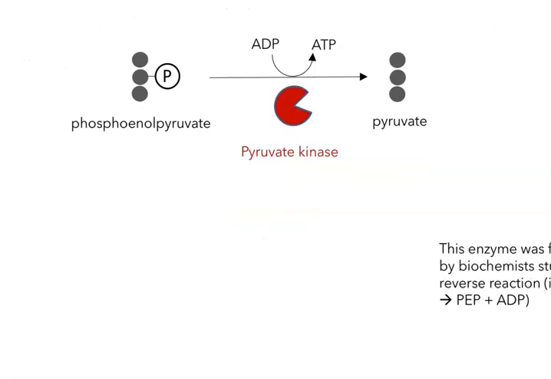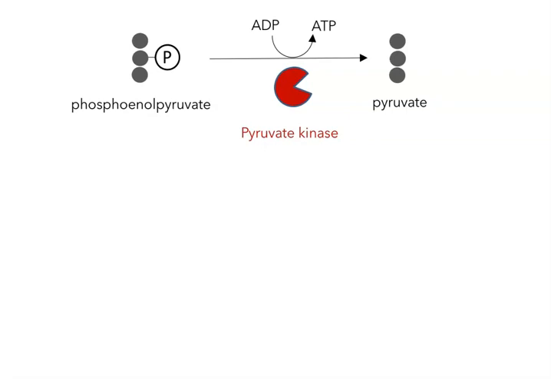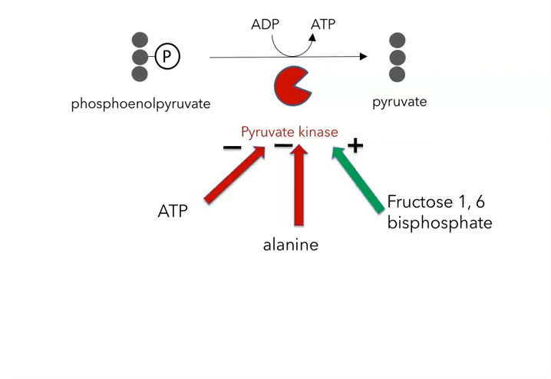Well, let me take these away so we can talk about regulation now. Well, it turns out that pyruvate kinase is regulated by a lot of different factors. ATP and alanine both inhibit it. Fructose 1,6-bisphosphate activates it. Let's look at these and see why that might be. I'm going to begin with ATP. Well, this is an example of product inhibition, right? ATP is a product of the reaction, and so it's inhibiting the pyruvate kinase enzyme. That should make sense.